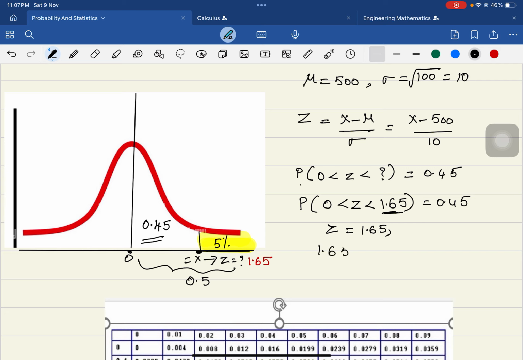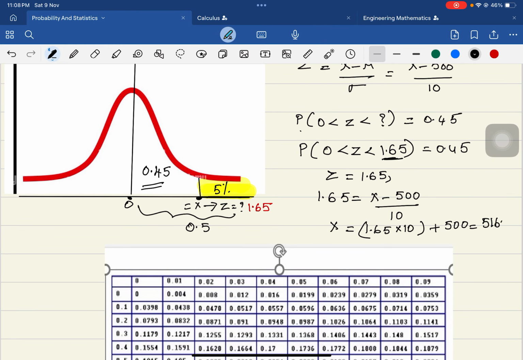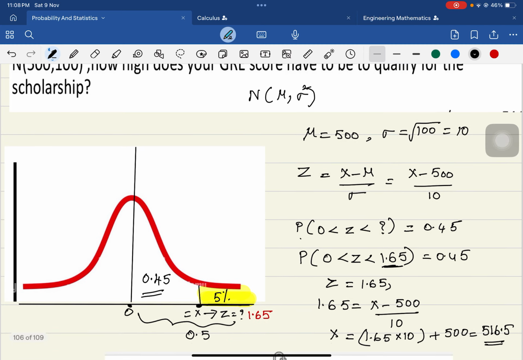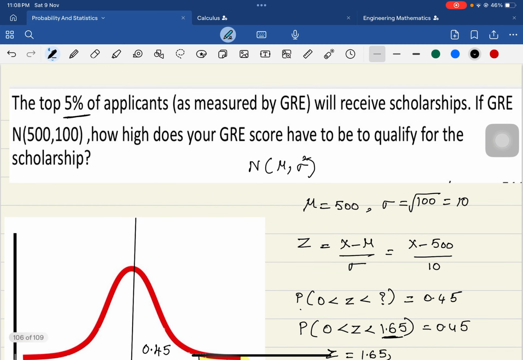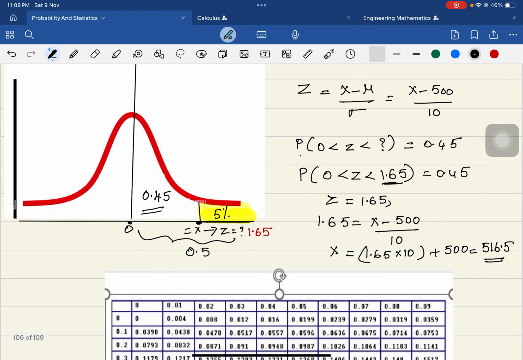That means 1.65 is equal to x minus mu by sigma, which is x minus 500 by 10. When you do the calculation here, you get x as 1.65 into 10 plus 500. That gives you 516.5. So 516.5 is your x value. So the score has to be more than 516.5 to be in the top 5%. This is the meaning of this.